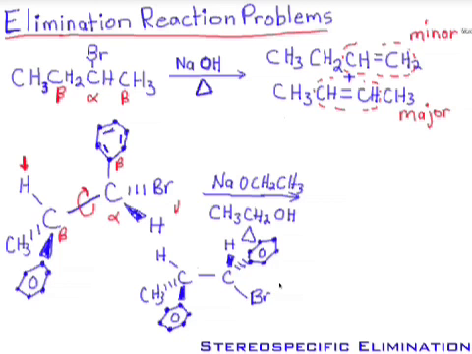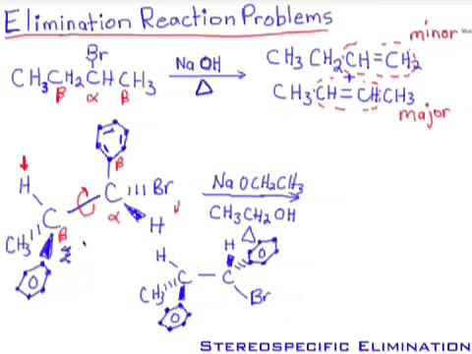Okay, now remember the dash is going away from you. The wedges are coming out at you. When we pull this H and this Br, we are getting anti-elimination. The antiperiplanar elimination has a consequence when you have two chiral centers like this. If I look at this molecule and I prioritize, say at the beta carbon here, the carbon with the bromine is number 1, the carbon with the aromatic ring is number 2, and the methyl is number 3.